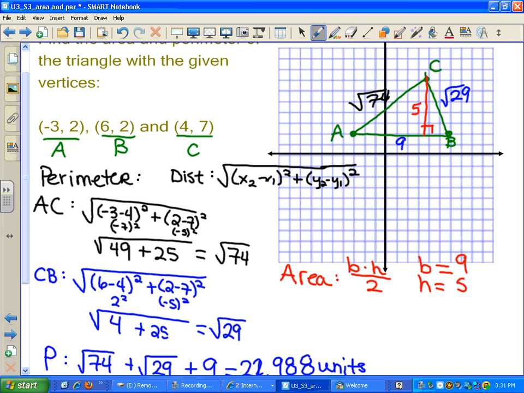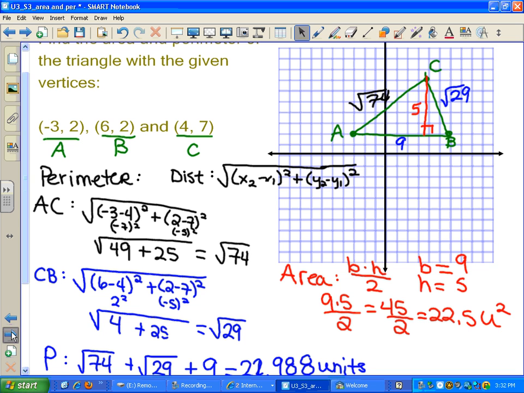So if I want to find the area, I'm going to take 9 times 5 and divide it by 2. Well, that's going to be 45 divided by 2, which is 22.5. And since I'm talking about area, it's going to be units squared. So there you have it. There's how we find the perimeter and area of a triangle given the vertices.